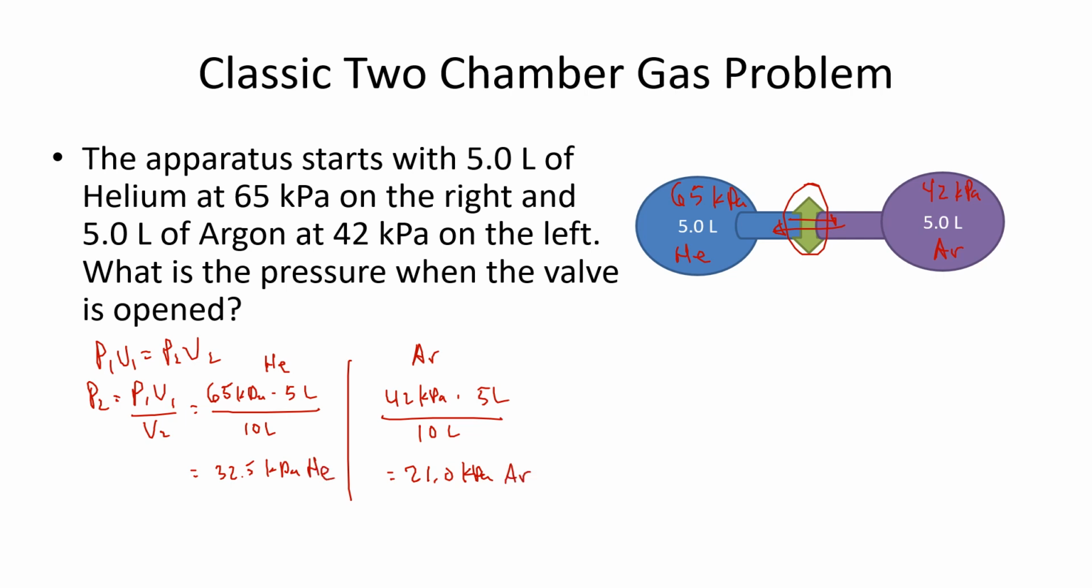So then it's pretty easy. You just add them up. Remember that the P total equals the partial pressure of helium, sorry, plus the partial pressure of the argon. So that would be 32.5 plus 21.0 kilopascals, which gives us a grand total of 53.5 kilopascals in this system. Alrighty, hope that helped. I'll see you soon.